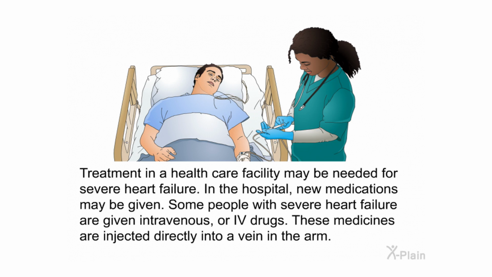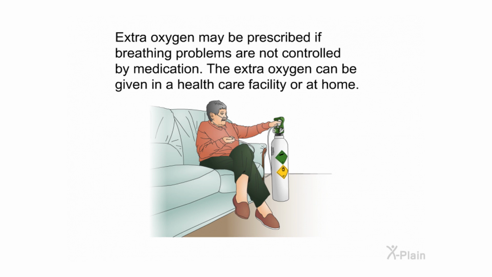Treatment in a healthcare facility may be needed for severe heart failure. In the hospital, new medications may be given. Some people with severe heart failure are given intravenous or IV drugs. These medicines are injected directly into a vein in the arm. Extra oxygen may be prescribed if breathing problems are not controlled by medication. The extra oxygen can be given in a healthcare facility or at home.